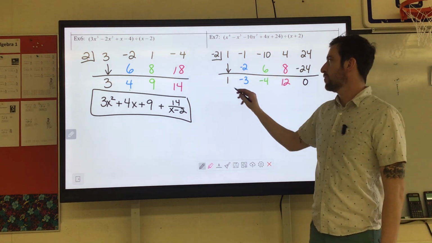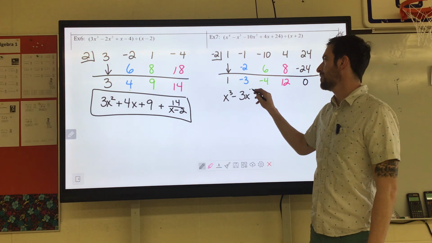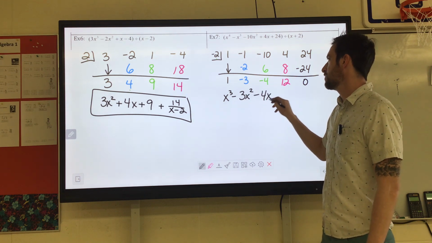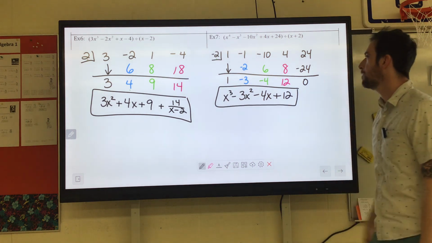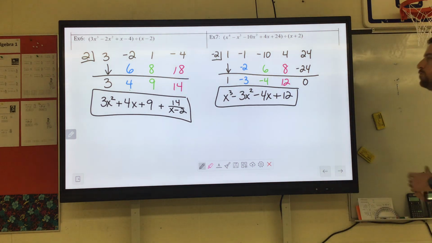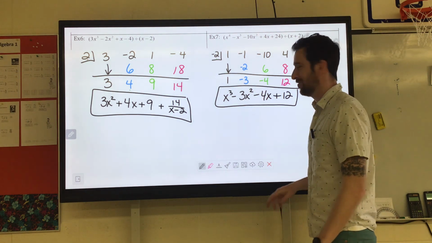We started off with x to the fourth, so this would be 1x to the third minus 3x to the second minus 4x plus 12. Again, no remainder on this problem. We have 2 more of these problems to do together, and then you're on your own.